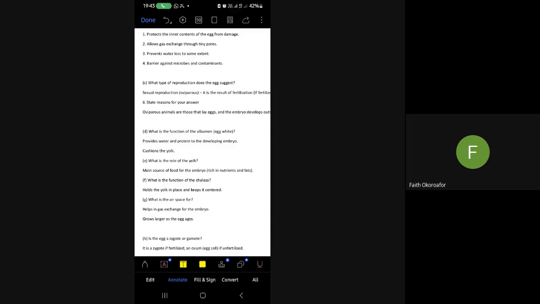What is the role of the yolk? The yolk is the main source of food for the embryo. Even in fishes, their egg is only yolk. In amphibians, their egg is only yolk. That yolk provides food for the developing embryo. So it nourishes the developing embryo.